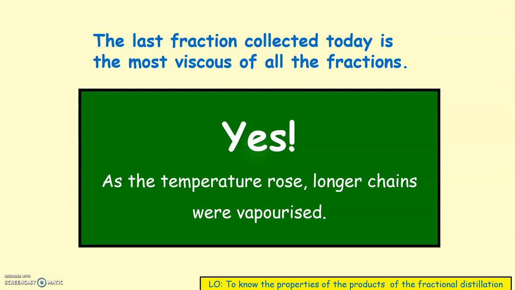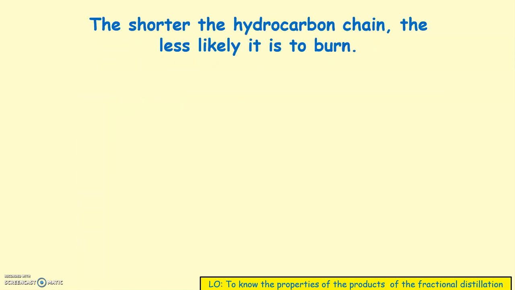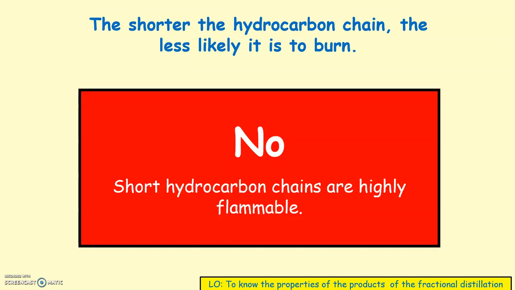Brilliant. And the last one, guys, very last one. The shorter the hydrocarbon chain, the less likely it is to burn. Is that true or false? Excellent, guys. False. It is. The short hydrocarbon chains are highly flammable. So that summarizes the topic of properties of alkanes today, guys.